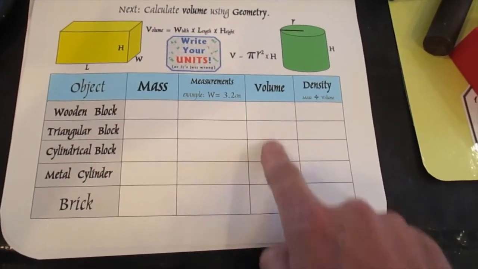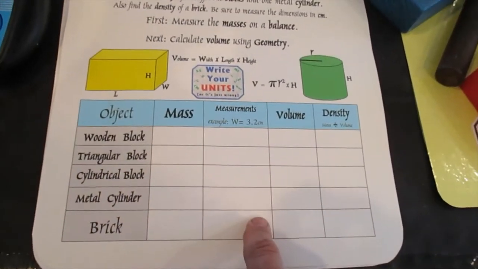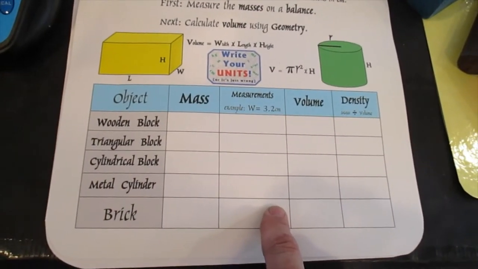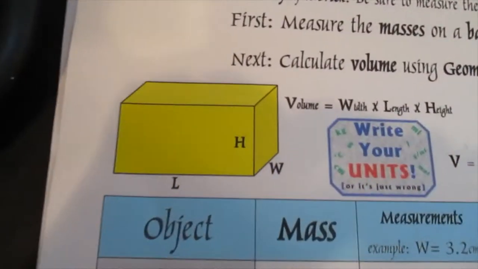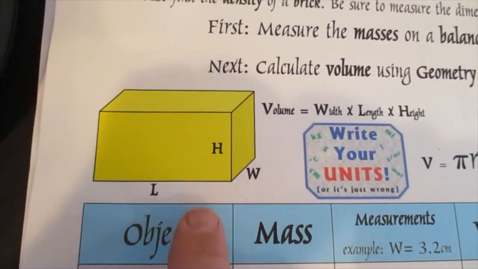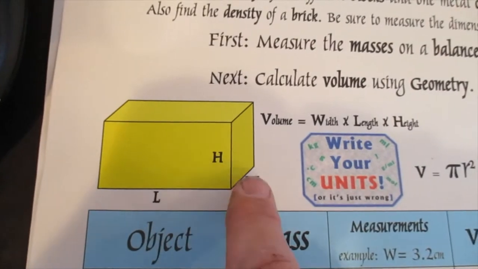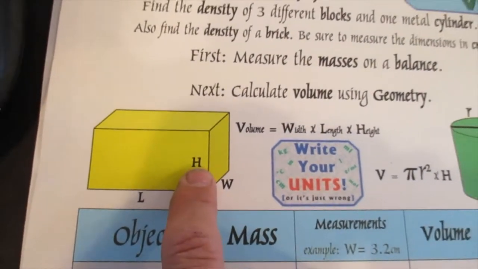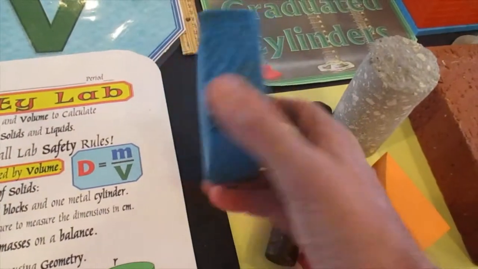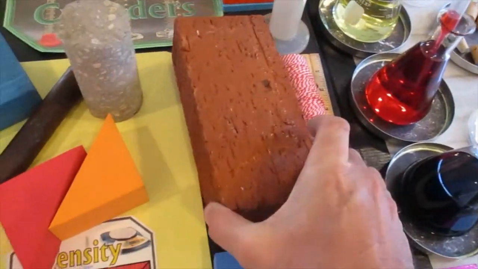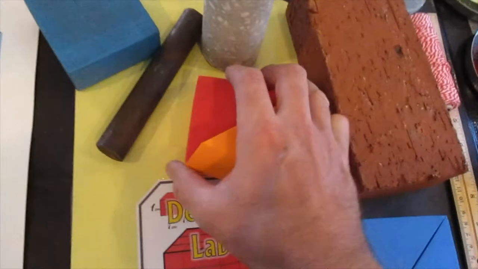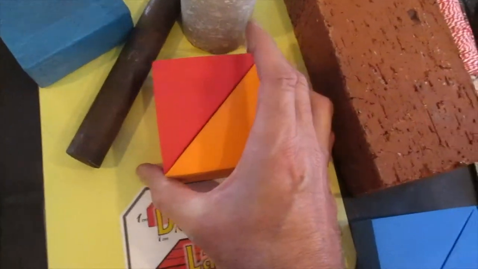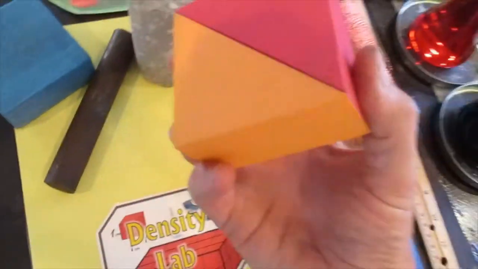So how are we going to get the volumes if we only have measurements? Well, we're going to use some geometry. You never thought you'd use your geometry, but now you got to use it. The formula for a rectangular block is width times length times height. So here's a rectangular block. Here's a rectangular block. Well, this is not a rectangular block, but wait a second. If I put two of them together, notice that is a rectangular block.